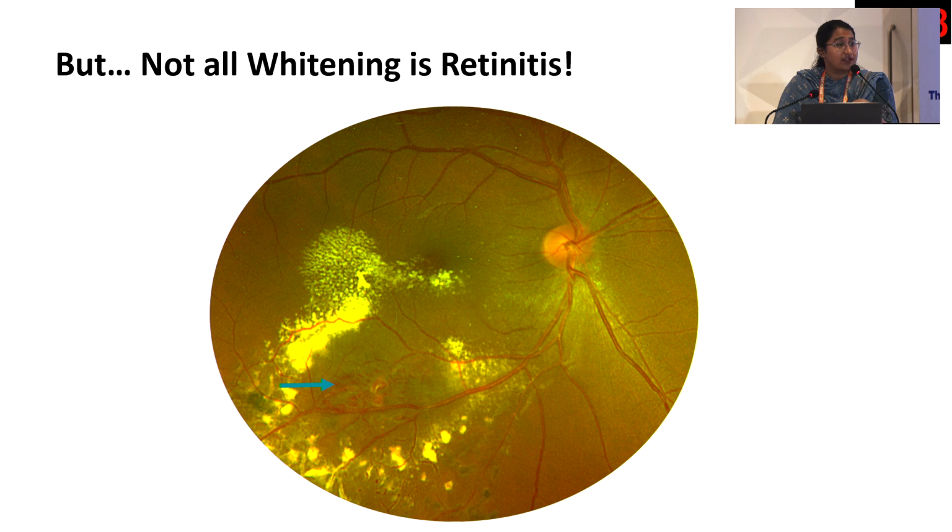Not all macular exudation is a part of retinitis. This was a case of Coats disease. You can see the telangiectatic aneurysms at the posterior pole.